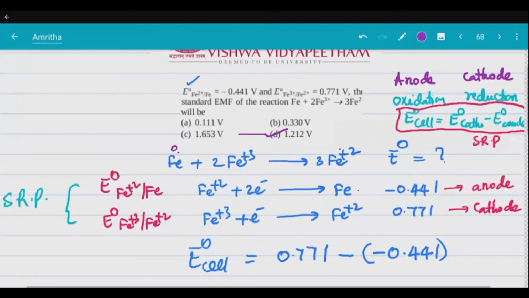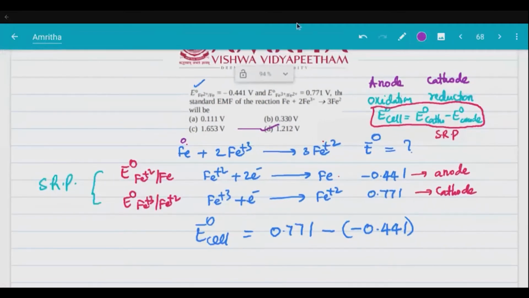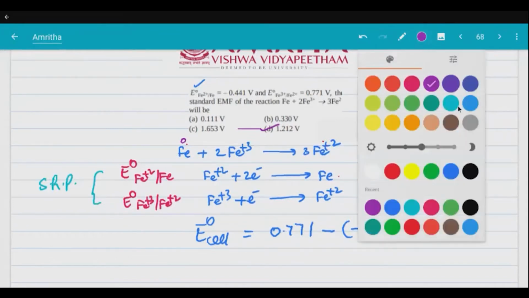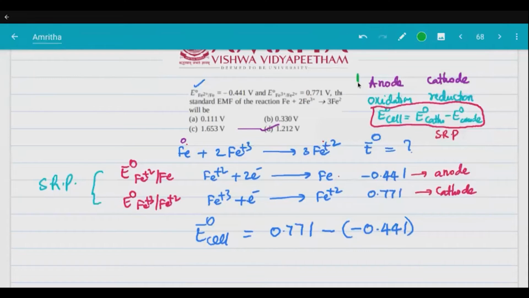Any doubt here? Okay, so very simple. In the reaction, just identify oxidation and also reduction. Okay, so you will get option D. So this formula we should know. We should be aware of this one. Okay, shall we move on to the next question then? Right, everybody got the answer, right?